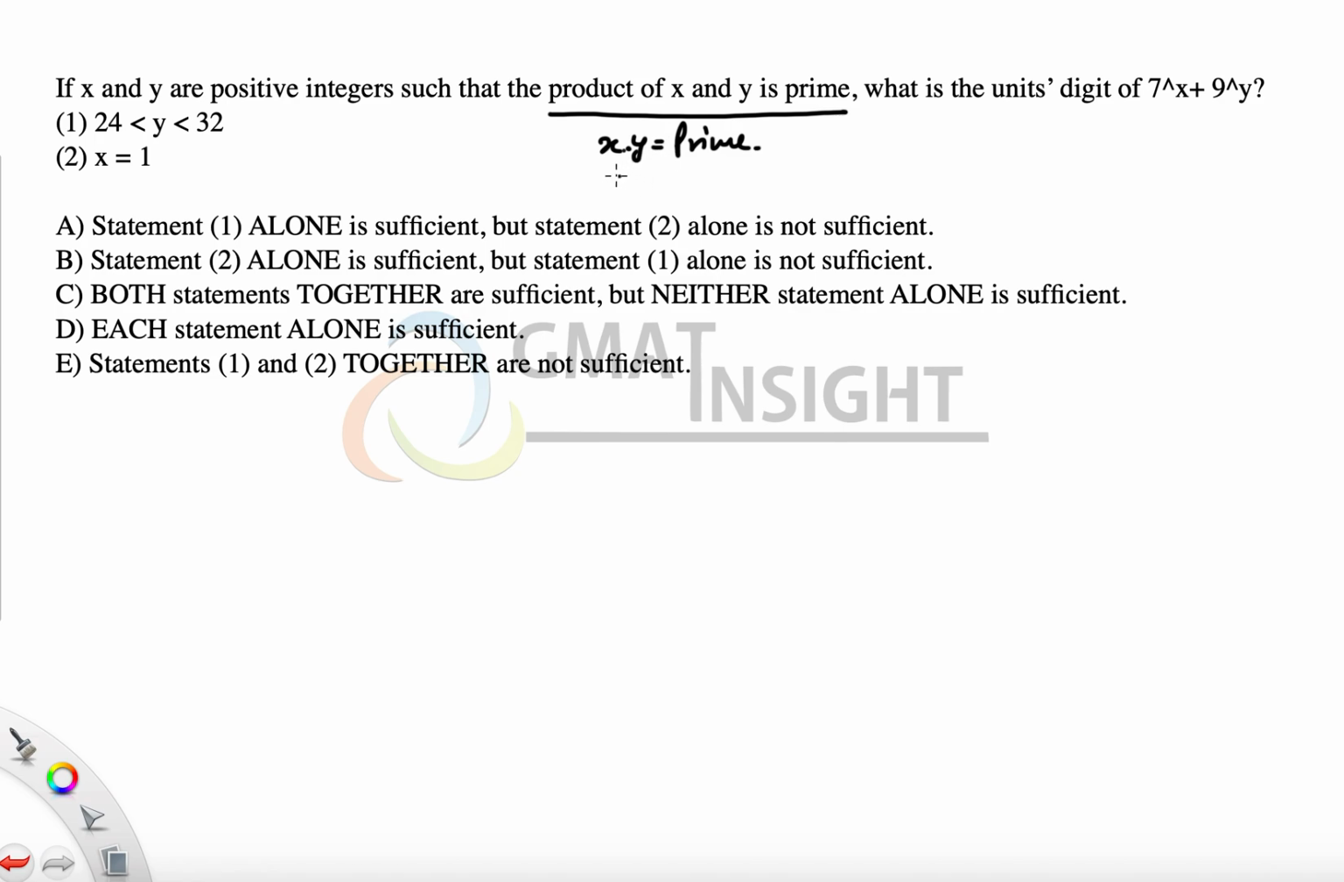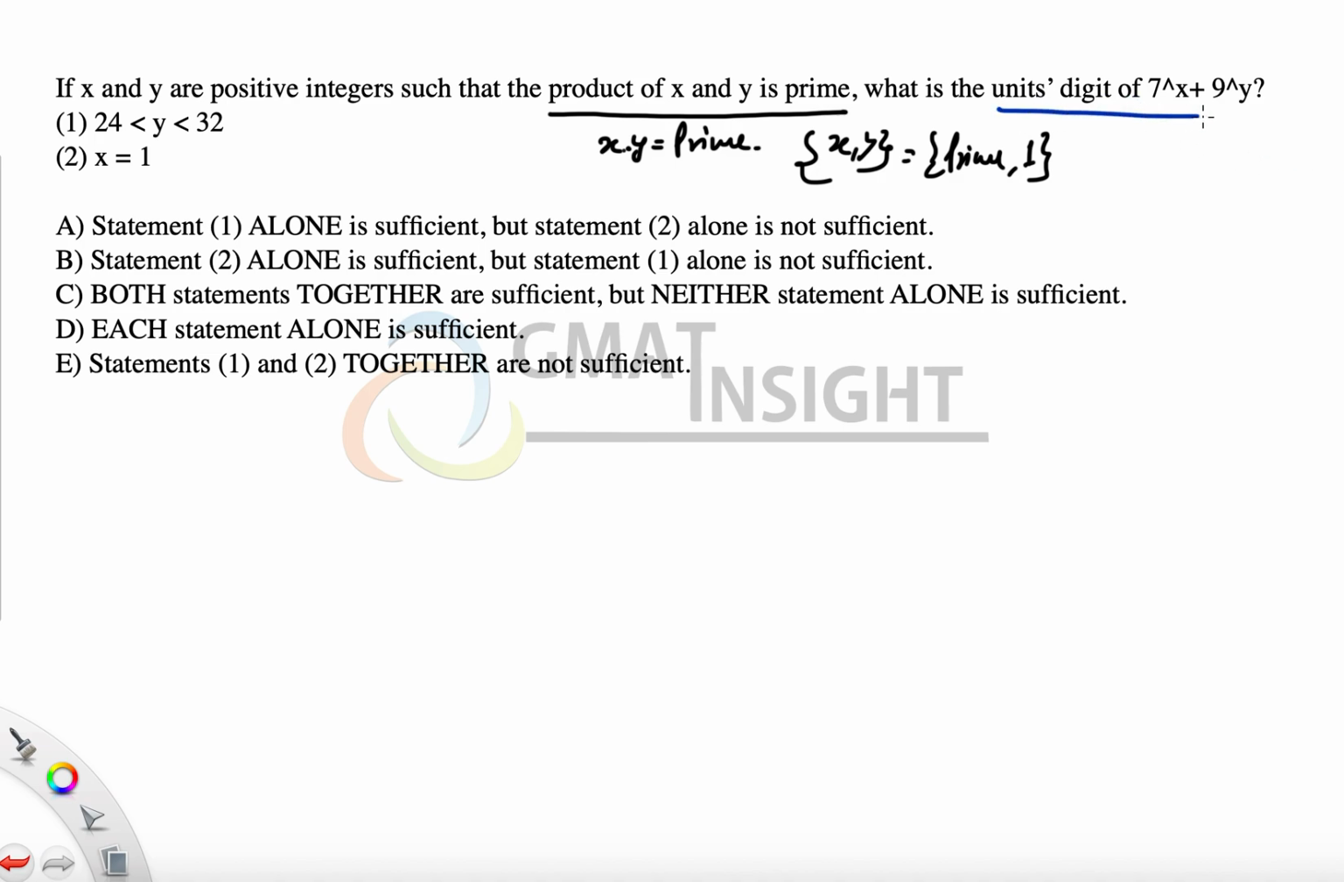value itself. That ensures that one of x and y has to be a prime number and the other one of them has to be 1. But in which order? That we are not very sure about. So that's the first information. Now let's quickly look at what the question is asking.